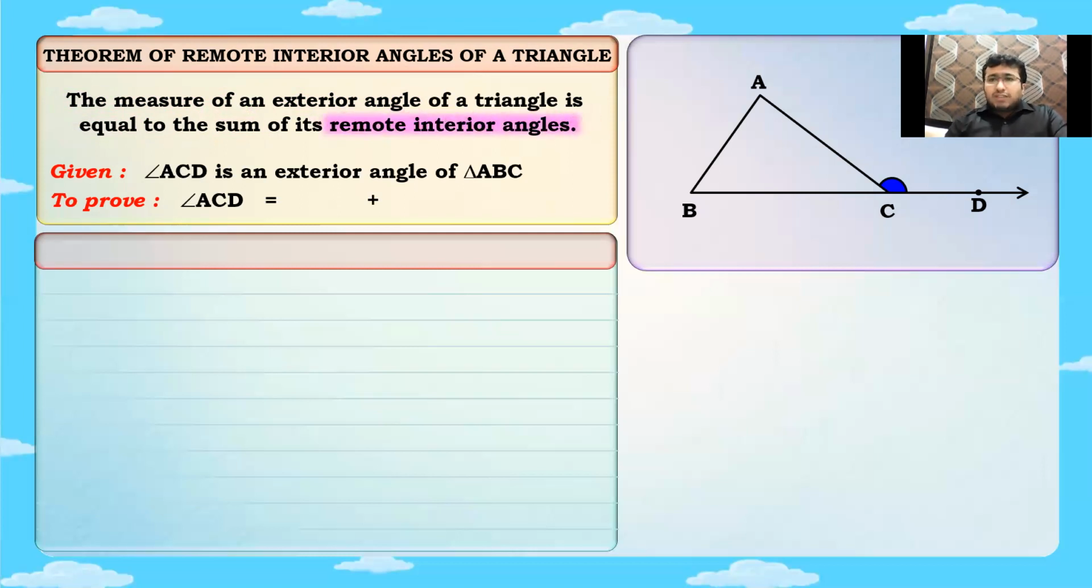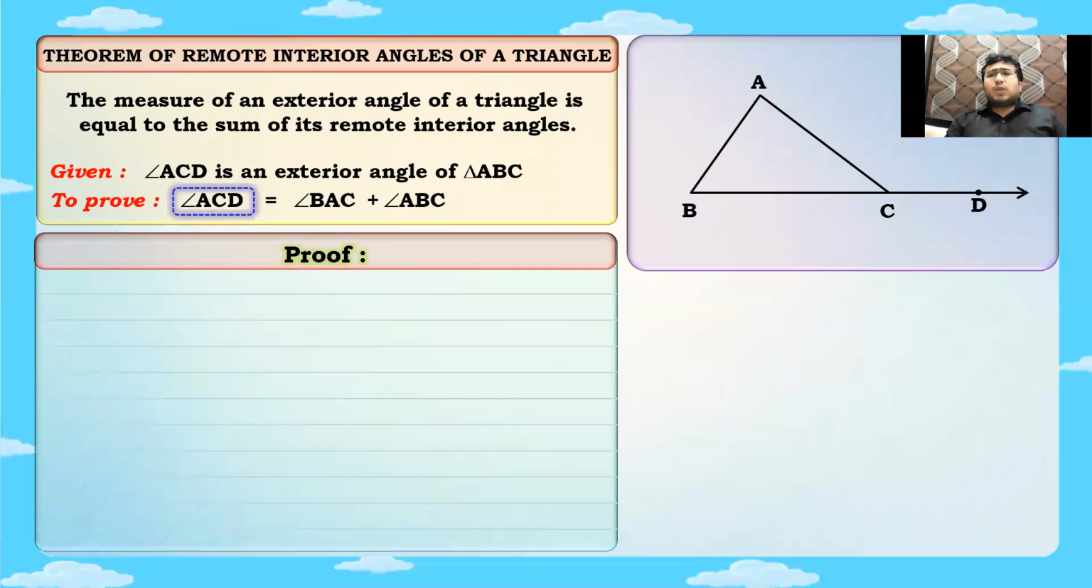Tell me students, we have just learned, for angle ACD, which are the two remote interior angles? Yes, it is angle A and B. So angle A will be written as angle BAC and angle B will be written as angle ABC. So students, we have to prove the measure of an exterior angle is equal to the sum of its two remote interior angles. Let us start with the proof, students.